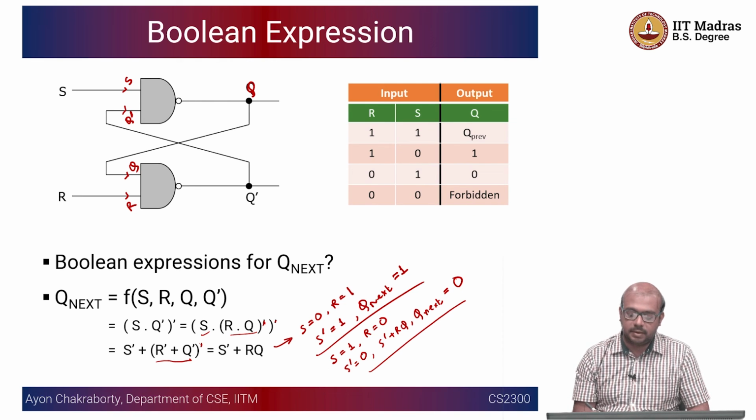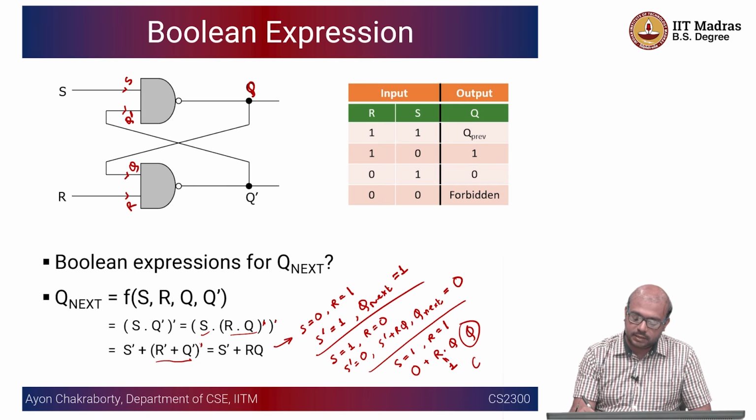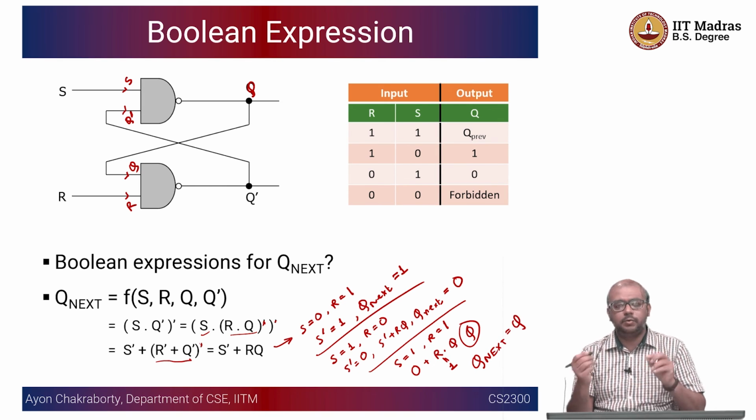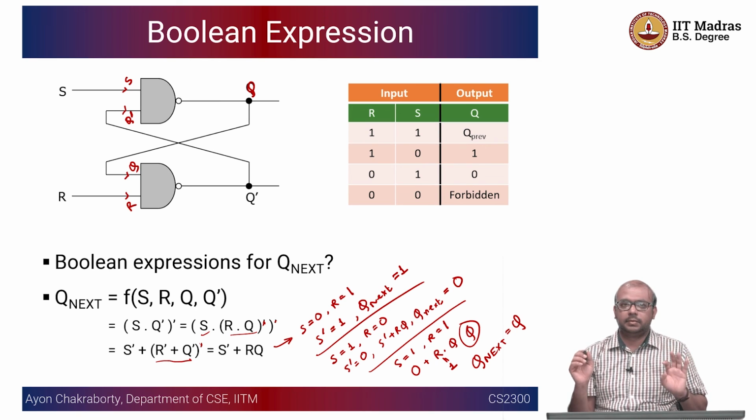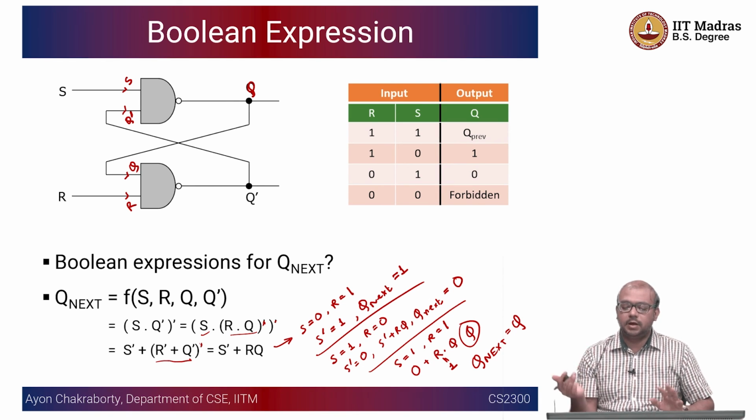So if both of them are set to 1, so S is equal to 1 and R is equal to 1, S bar becomes 0 plus R into Q, but R is equal to 1. Then it basically becomes Q. So which is basically Q next equal to Q, and this Q is nothing but the current Q. Whatever the value that was currently being held by the circuit, that is Q. So Q next equal to Q. It won't change. So these are the three operations.